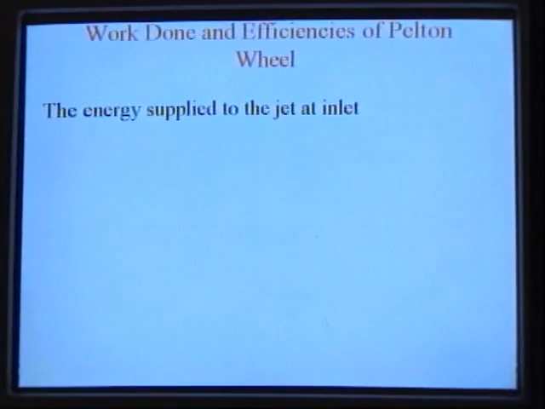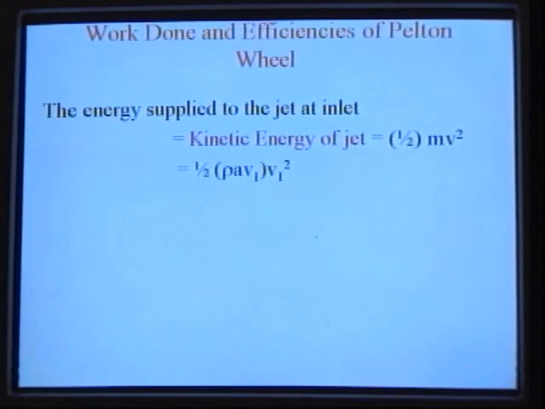The energy supplied to the jet at inlet is in the form of kinetic energy, which is equal to half mv square, and we know the mass is equal to rho a V1. So substituting the values, we get the energy supplied to the jet at inlet is equal to half rho a V1 into V1 square.